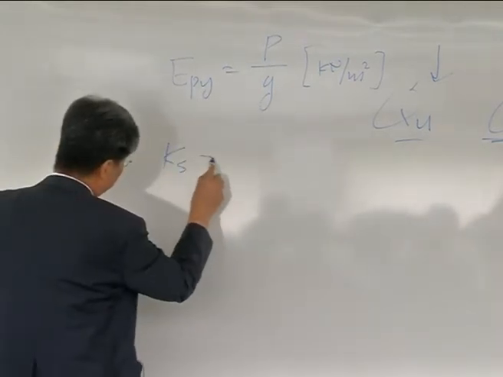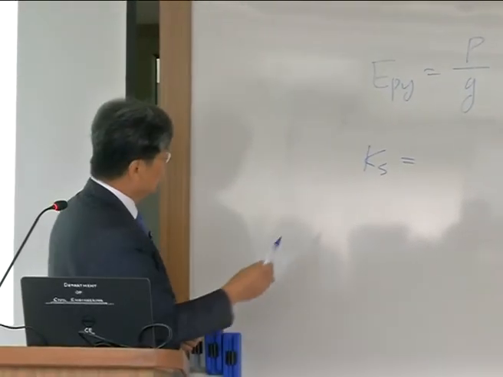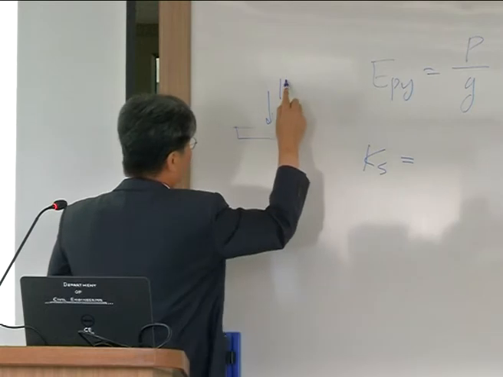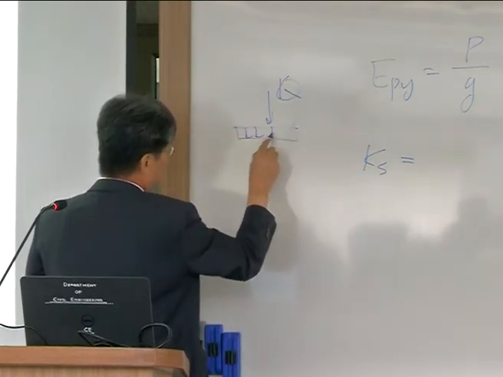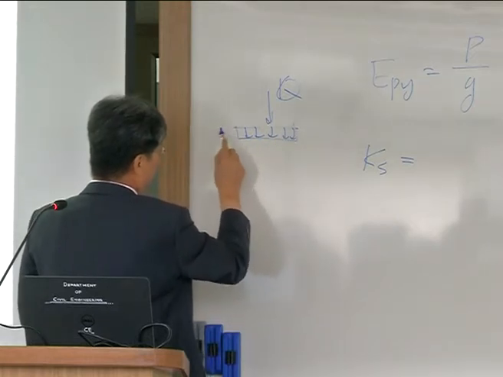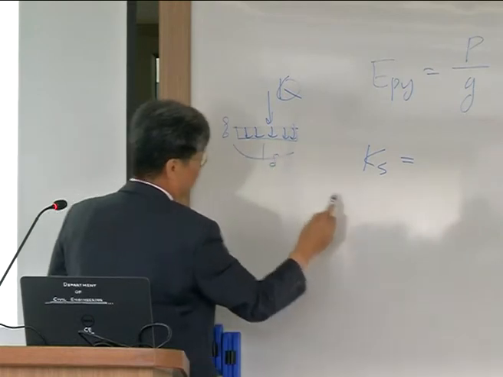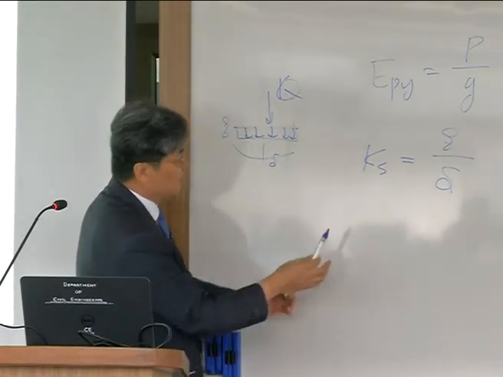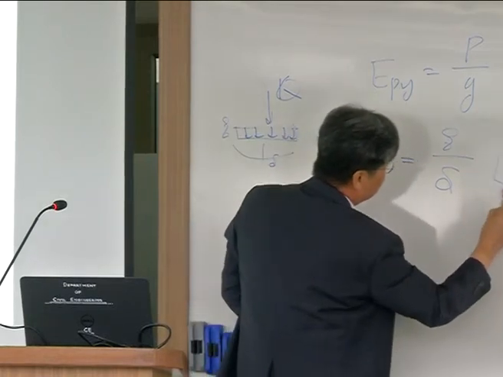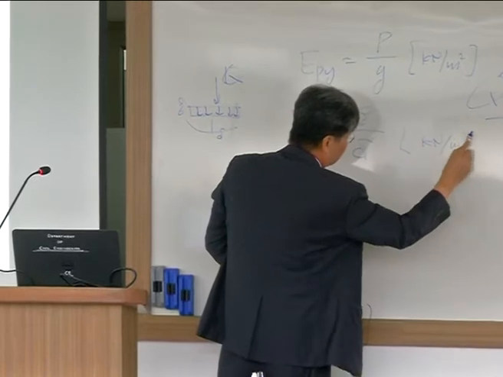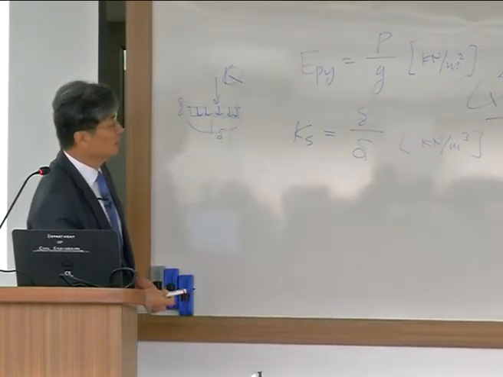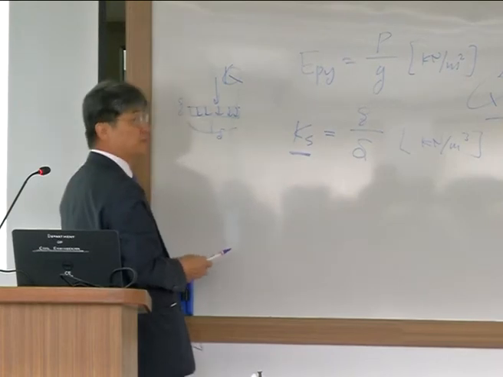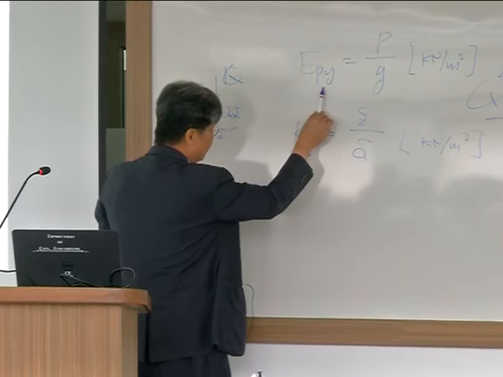What's the KS? KS means, if we have some kind of loading over here, maybe Q, there is some pressure Q and the deflection is delta, Q divided by delta. In the vertical and horizontal it is the same. The unit looks like kilonewton per meter cubic. You call this the subgrade reaction modulus, the coefficient of subgrade reaction.